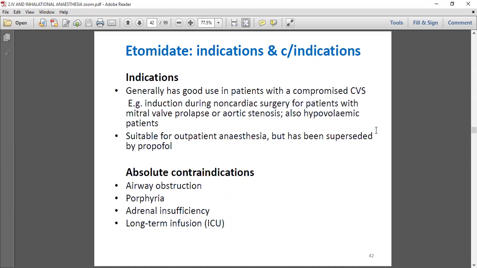Then indications and contraindications. Indications: it generally has good use in patients with a compromised cardiovascular system, e.g. induction during non-cardiac surgery for patients with mitral valve prolapse or aortic stenosis, also hypovolemic patients. It is suitable for outpatient anesthesia but has been superseded by propofol.